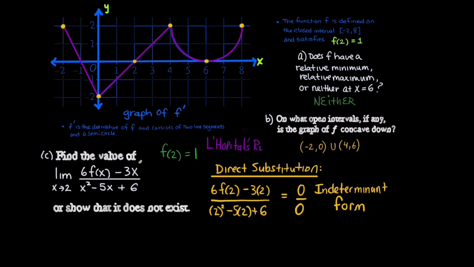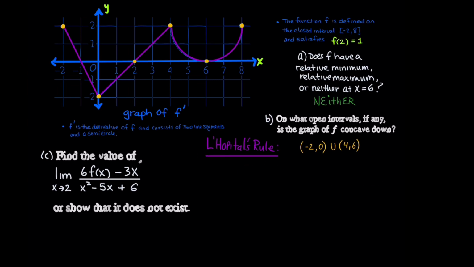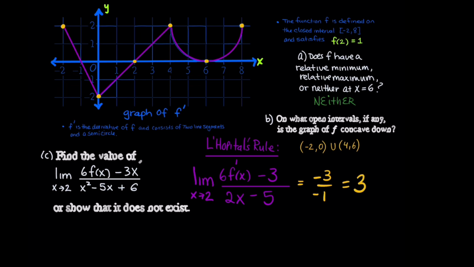L'Hopital's rule will have us take the derivative of the top of that fraction, as well as the derivative of the bottom of that fraction, and then try direct substitution to evaluate the limit. So that'll look like the limit as x approaches 2 of 6f prime of x minus 3 over 2x minus 5. And by direct substitution here, we get -3 over -1, or positive 3, as the limit.